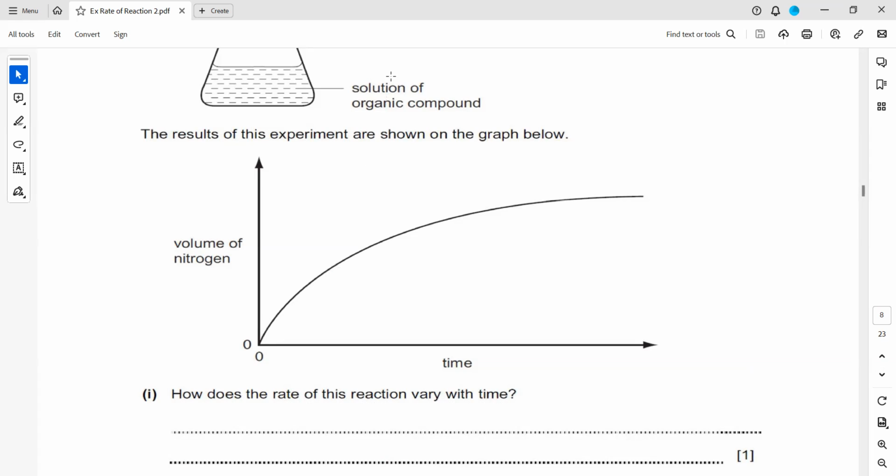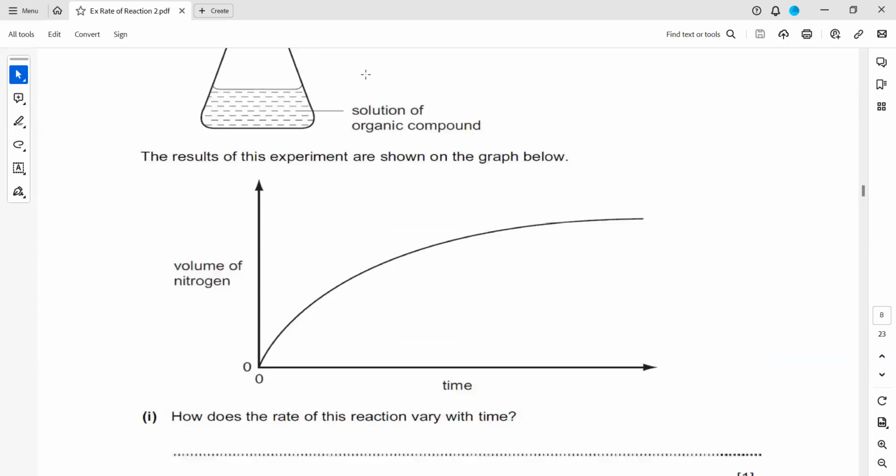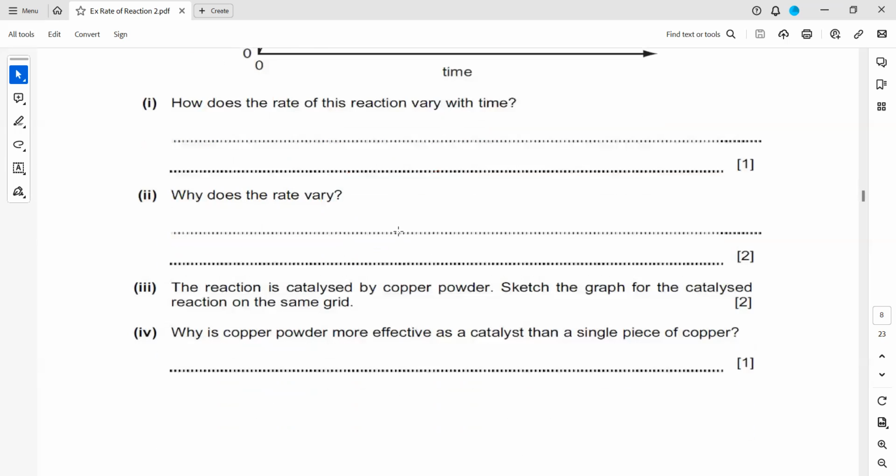So if we use a catalyst, we have to sketch on the grid how the reaction is catalyzed. That will be part 3. Write on the graph, label on the graph. And the last part: why is copper powder more effective? Copper powder has a large surface area as compared to a single piece of copper. That's why the reaction will be much faster. So even the surface area of the catalyst matters. The amount of catalyst used also matters.